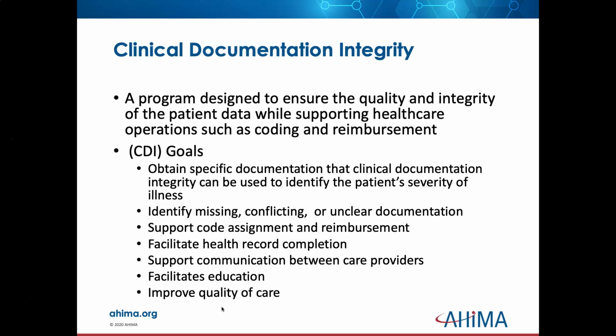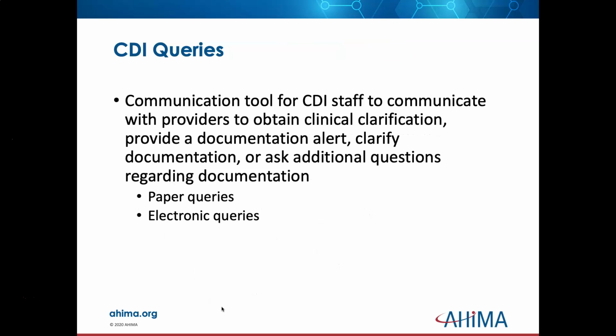And so what this does is it looks at the documentation as it's being generated by the providers. Is the patient's severity of illness being identified? Is there any missing or conflicting or unclear documentation, and how do we get that rectified? Making sure that we're supporting appropriate code assignment and reimbursement, making sure that the record is complete, and then that caregivers are communicating, sharing education, improving quality of care.